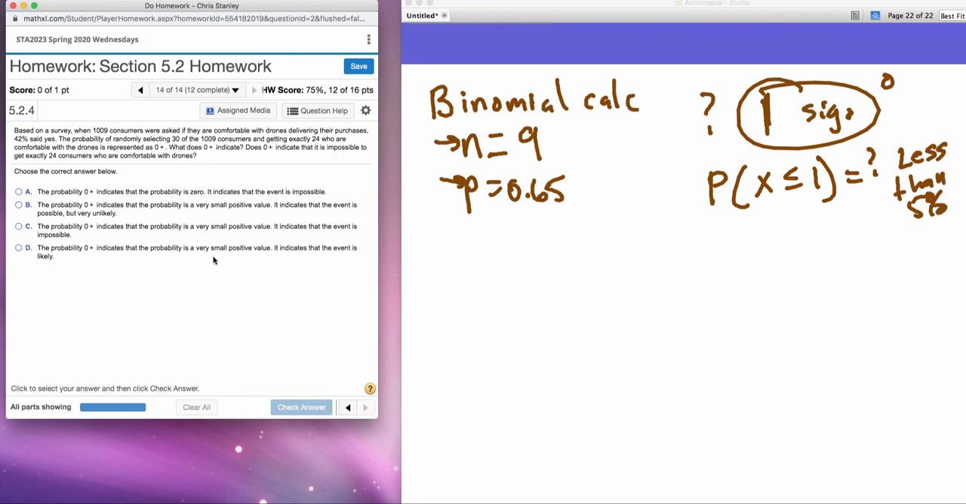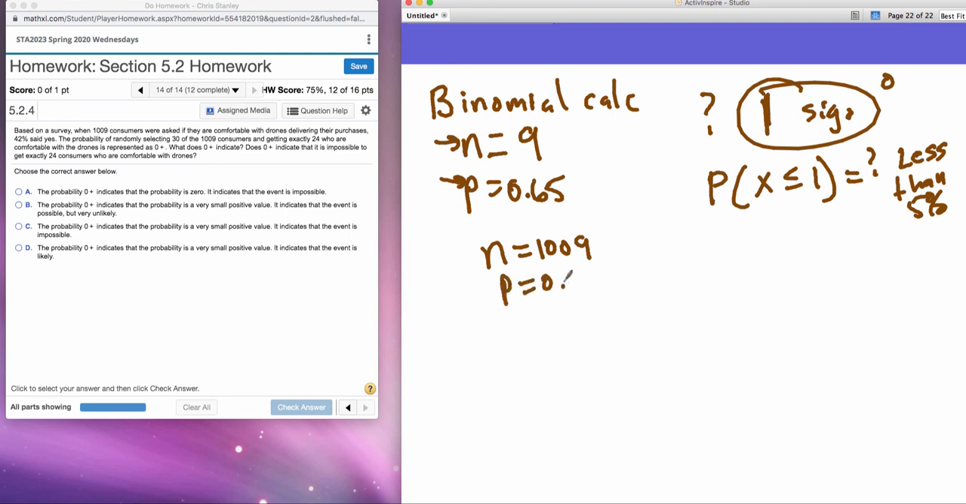I'm not sure about this. Based on survey, okay, so there's 1,009. P is 42%. Now they're saying they picked 30.